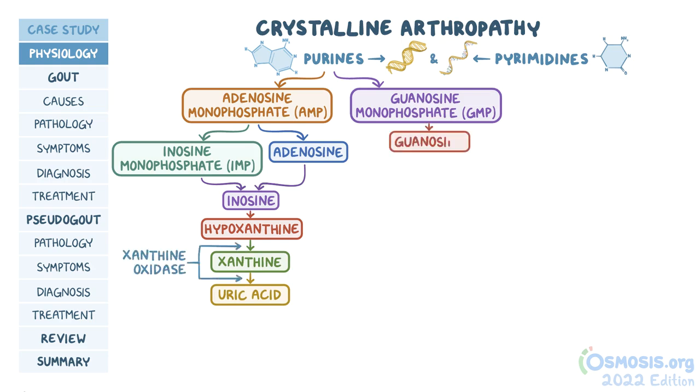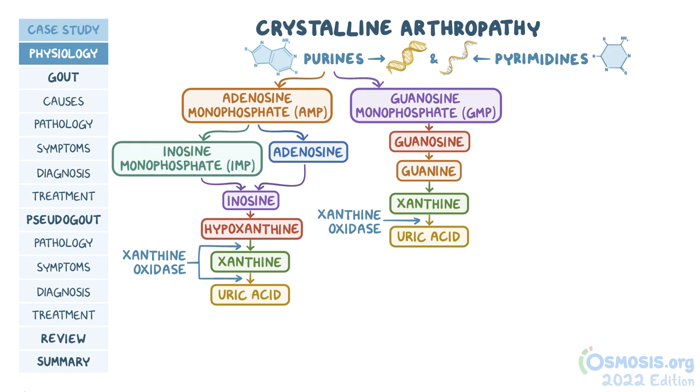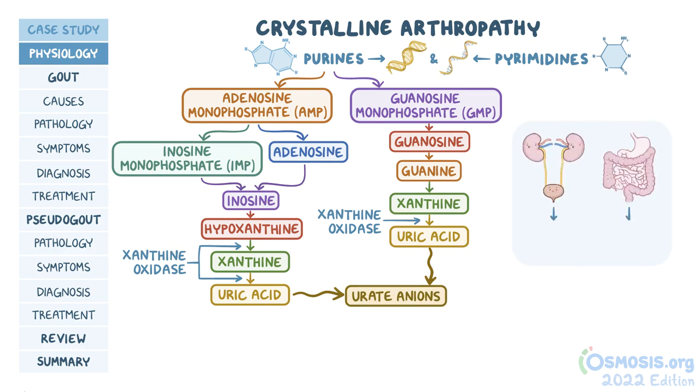GMP is converted to guanosine, which is then converted to guanine. Guanine is then deaminated to form xanthine, which is oxidized by xanthine oxidase to form the final product, uric acid. Now, under normal physiologic conditions, uric acid circulates in plasma and synovial fluid as urate anions. However, human tissues have a limited ability to metabolize urate. Thus, it is quickly eliminated by the kidney and the gut to maintain urate homeostasis.